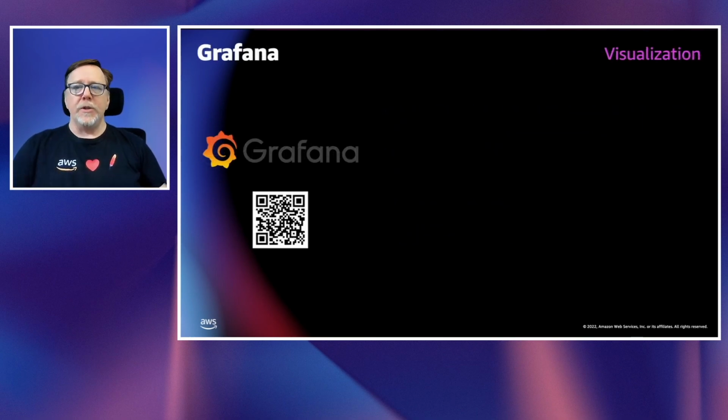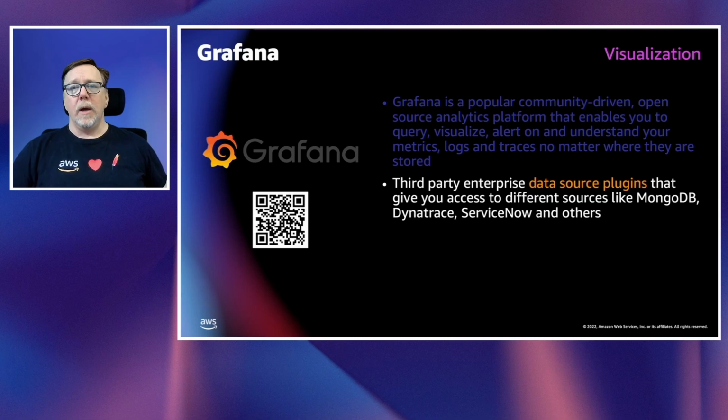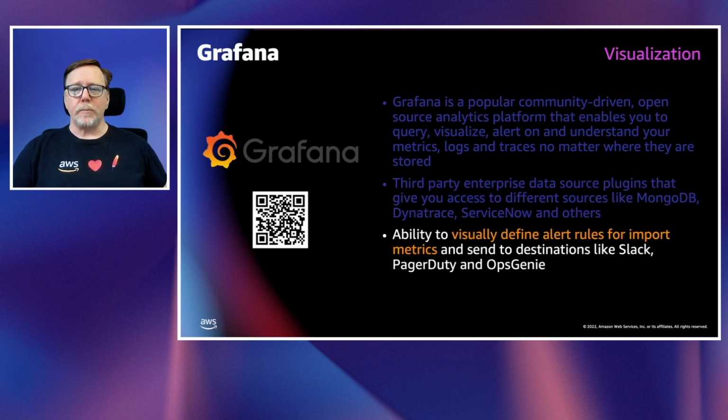Grafana is a visualization tool that is, again, community-driven, open source. It's an analytics platform. You can query your data, visualize your data, alert on your data in order to understand what's going on with your metrics, logs, and traces. It does connect to many different backends. So the data source plugins enable you to connect to things like MongoDB, Dynatrace, ServiceNow, Amazon OpenSearch Service, a lot of different Prometheus, a lot of different backends that you can connect it to.